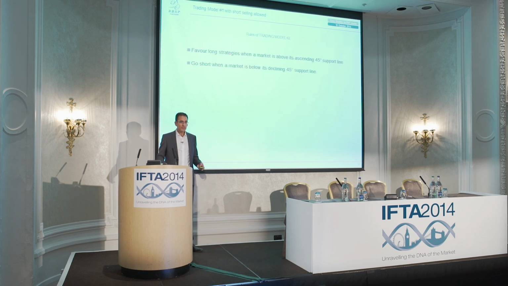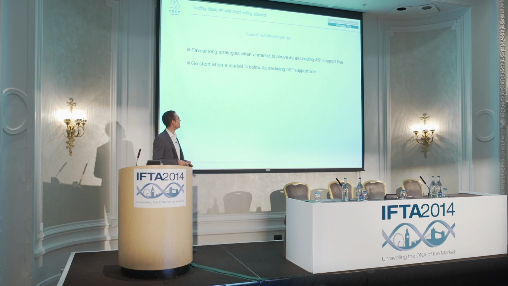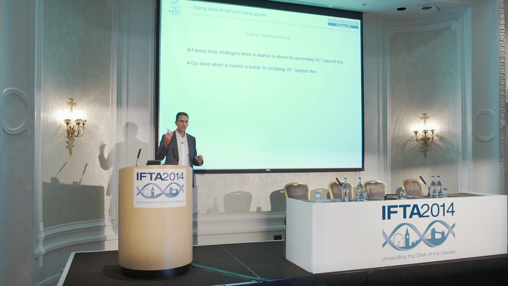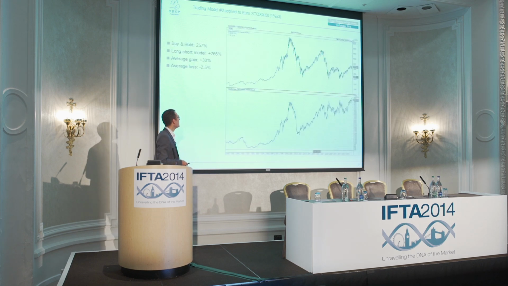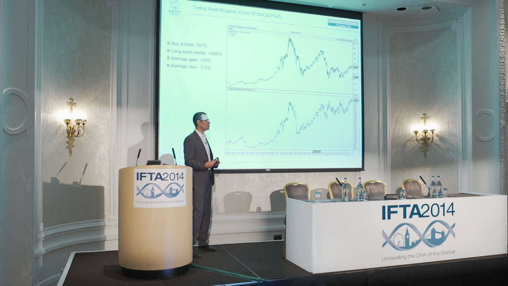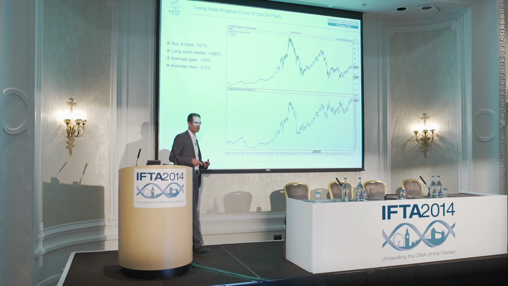So I tried to improve my model, introducing short selling. I call it model number 2. I'm long when I'm above the ascending 45-degree support line, and I'm short when I'm below. The results are not much better. I mean, we are back to new highs, so it's a bit better compared to the high of 2000.